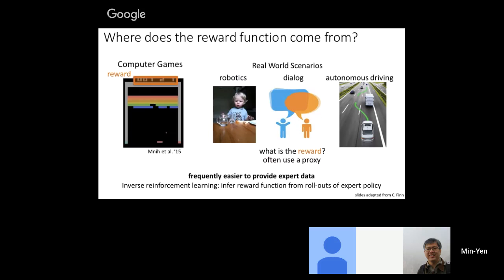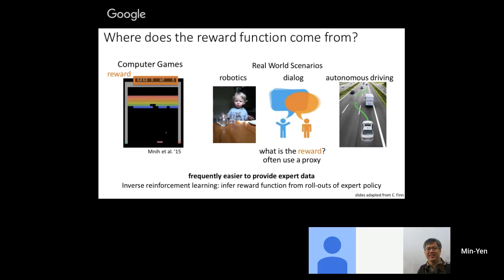So far, okay. So where does the reward function come in? There are many types of reward functions. In computer games, the reward is the score of a game. But in real-world scenarios, that could be different because the scenarios always change. For example, for robotics, it can be a robot trying to pour water into a jug, or dialogue for agents to interact with people, or autonomous driving trying to reach a destination in a safe and faster way.